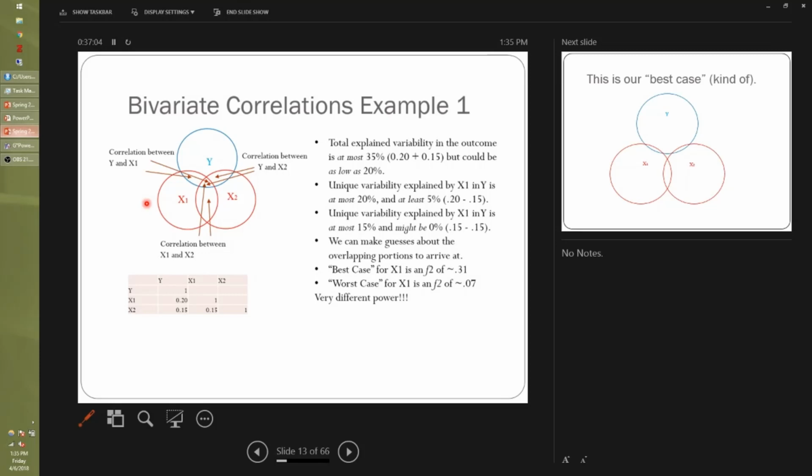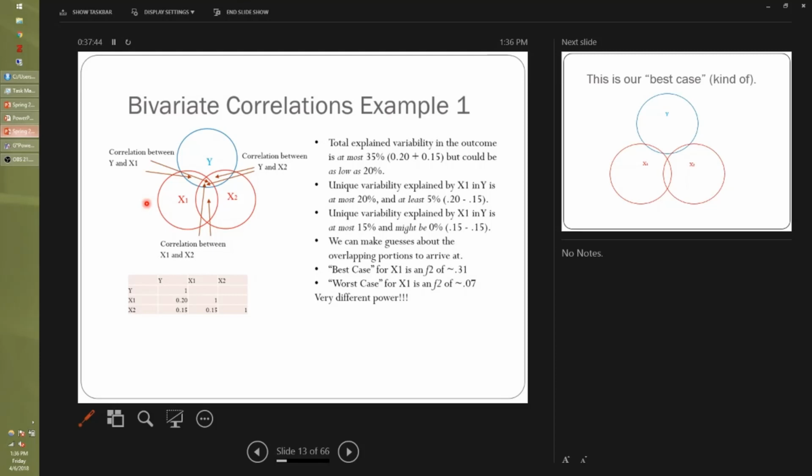So 0.31 would be 0.2 divided by 0.65, I think. Yeah. So again, it's the proportion of it. In the best possible scenario, where they're not shared by each other, we've got 35% of the variability explained in Y, which means that 65% of it is unexplained. And then X1 we'll say uniquely explains 20% of the variance. So if you divide 20 by 65, you get 0.31.